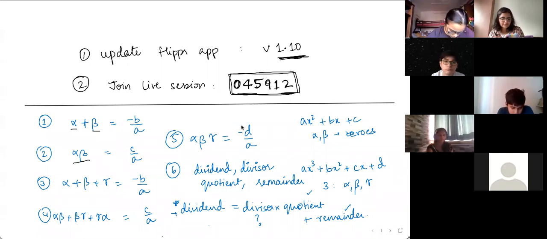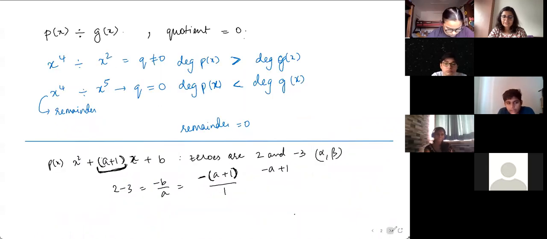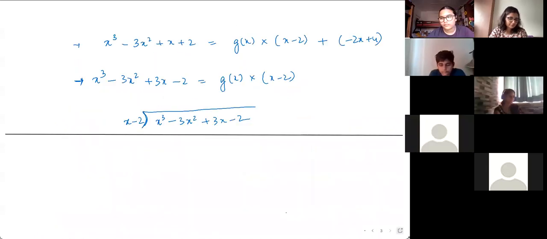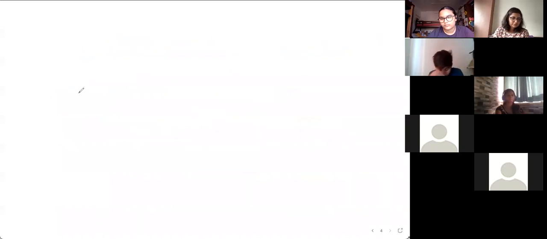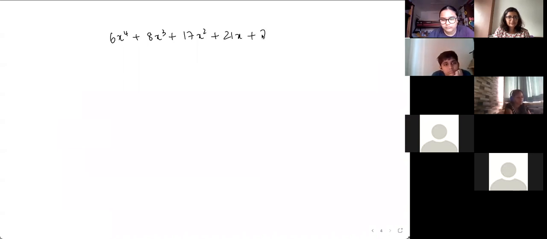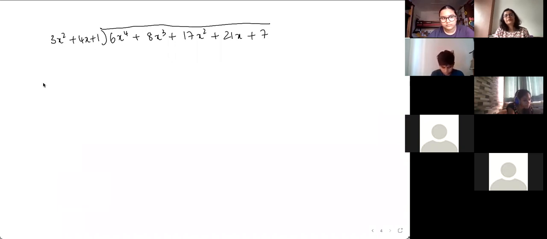Okay, is everyone done? Could you do this on the board, because I got a weird remainder. Stop it for now. 6x power 4 plus 8x cubed plus 17x squared plus 21x plus 7. This is divided by... I want only one of you to dictate what to do, what will be the next step. Tell me, how do we start it now?